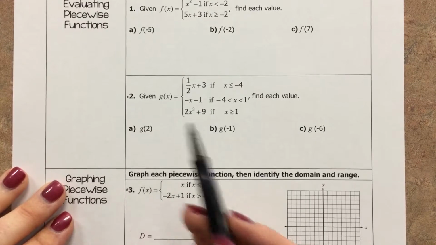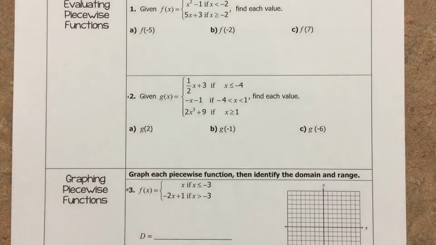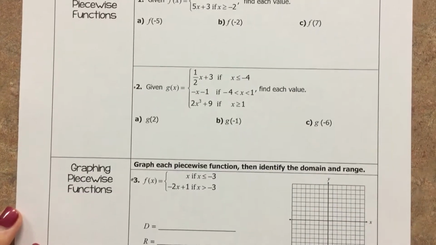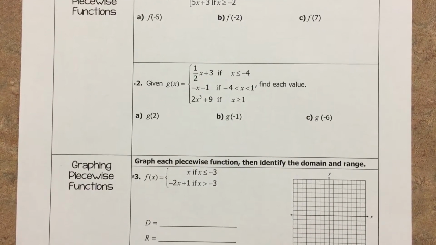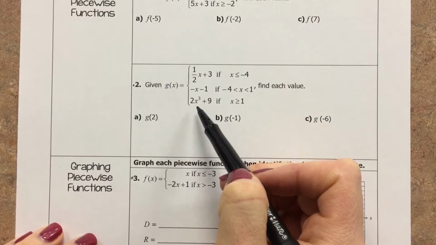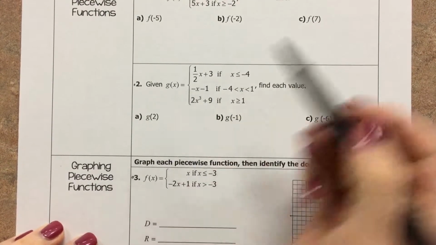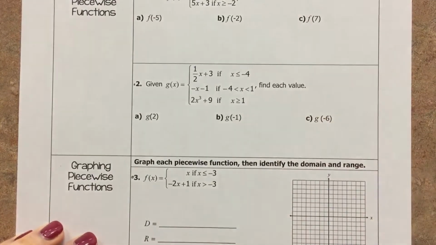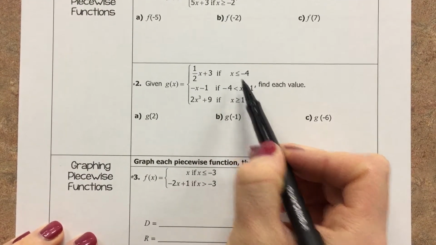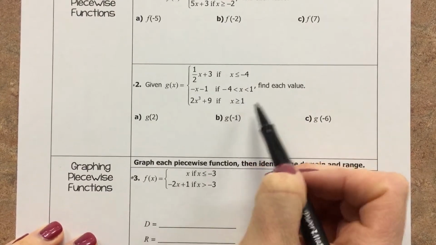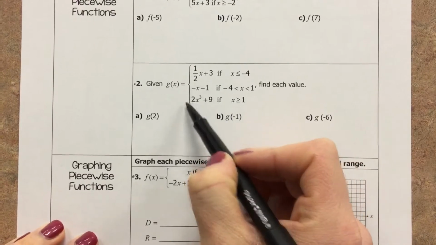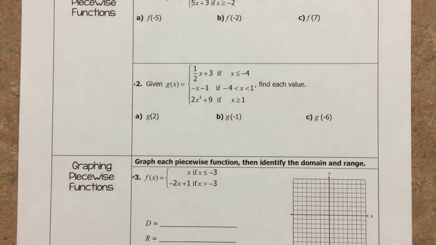So when you evaluate them, g of 2, normally that notation means you take the number 2 and you plug it into your function g. And that's still what that notation means, but you have to make sure you know which piece you're supposed to be plugging into. So you look at the 2 and see which of these 3 categories it falls into. It's not less than or equal to -4. It's not between -4 and 1. It is greater than or equal to 1. So we're going to plug it into this expression right here.